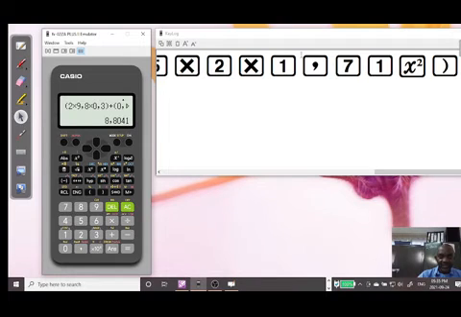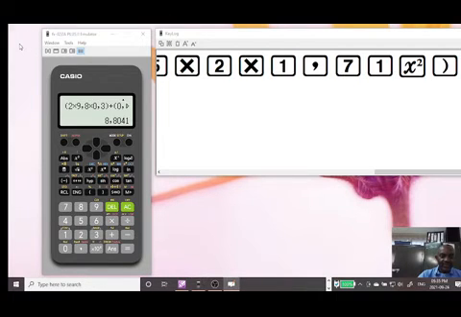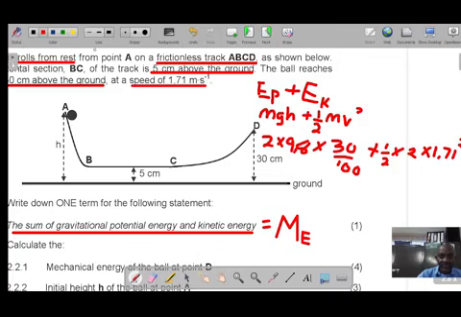8,8041. I hope we are together. 8,8 is our answer here. So the E mechanical at point D is what? It is 8,8 joules. Hope we are together. Okay. Next question says what?